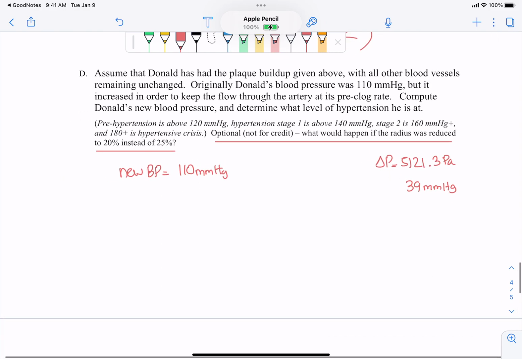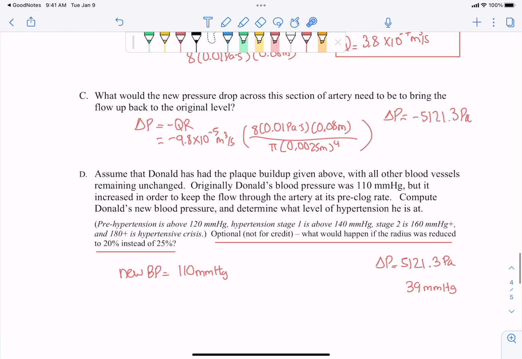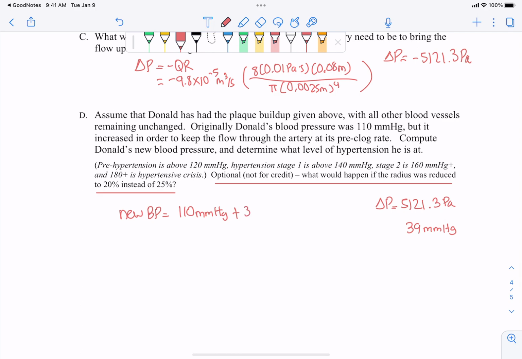So he needed to increase his pressure, right, to keep the flow the same. This is basically saying, what's his final pressure now based on this pressure drop. So he had 110 from before, right? And he needed to increase by this pressure drop to keep the flow at its pre-clog rate. So it was essentially just 110 plus 39 millimeters of mercury to give us 149 millimeters of mercury.